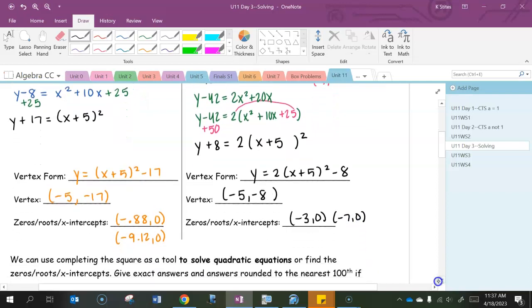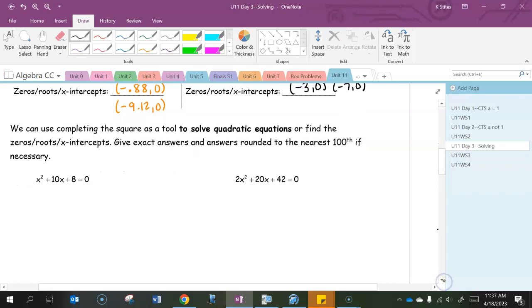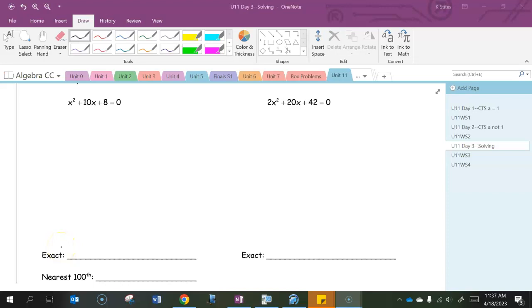Okay, so now that was your review of the past 2 days. Now we're going to use completing the square to solve quadratic equations or find our zeros, roots, or x-intercepts. Remember, this is the same thing. So the difference here is that we don't have a y equals. We have an equals a number, usually an equals 0. So right now this looks like it's set up for quad formula or perhaps factoring. And we're going to show you how to solve this by completing the square.